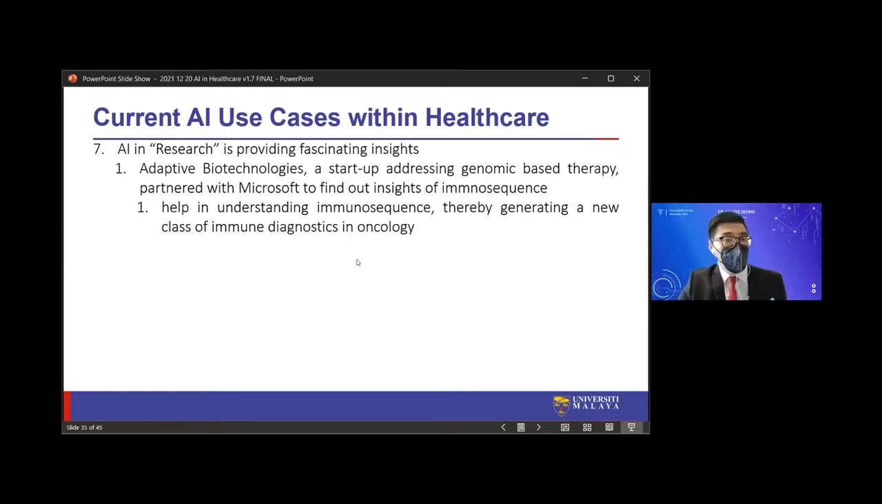Also, AI used in research, which is providing fascinating insights. For example, Adaptive Biotechnologies, a startup addressing genomic-based therapy, has partnered with Microsoft to find out insights in immunosequence, where they are able to now generate even a new class of immune diagnostics in cancer or oncology studies.